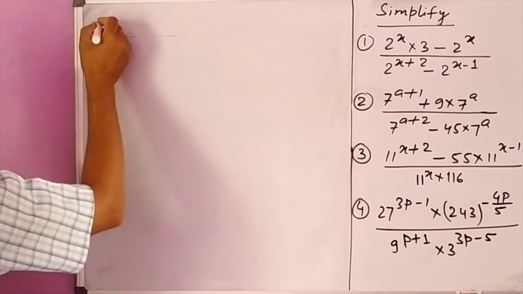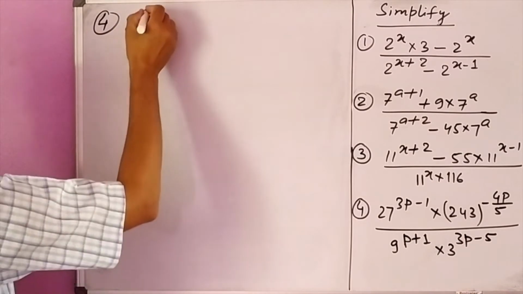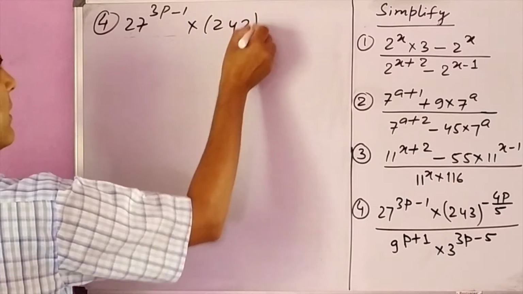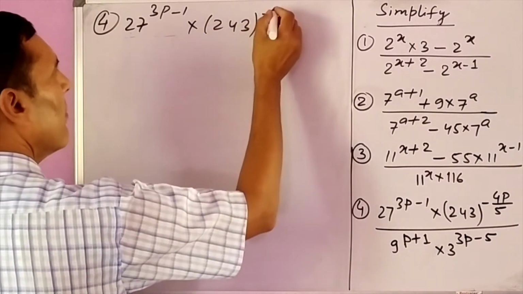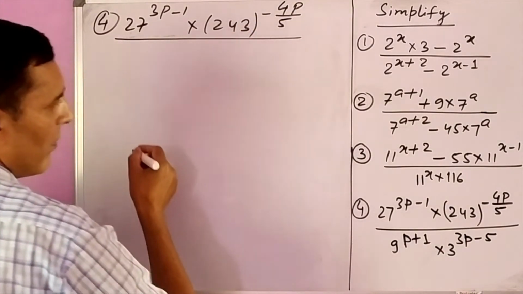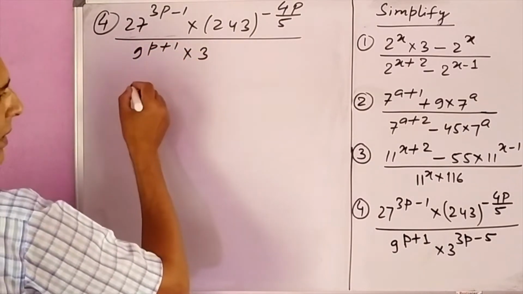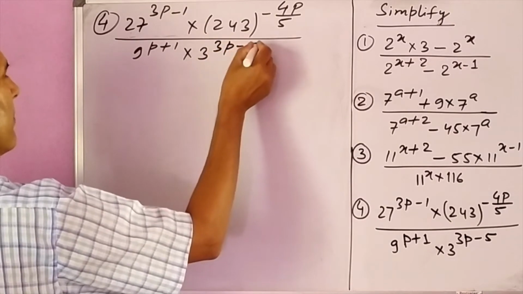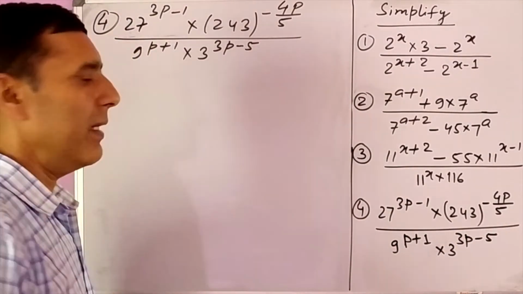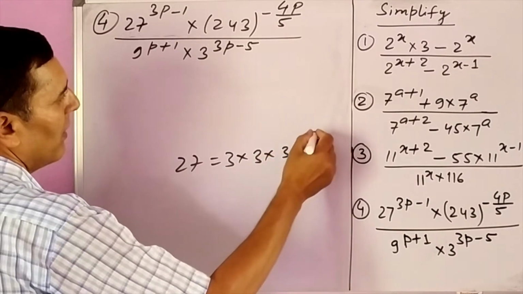Question number 4 for simplification. 27 to the power 3p minus 1 into 243 to the power minus 4p upon 5, whole upon 9 to the power p plus 1 into 3 to the power 3p minus 5. Okay guys, look here now, this 27 is 3 cube, because 27 is equal to 3 into 3 into 3. So it can be written as 3 cube.